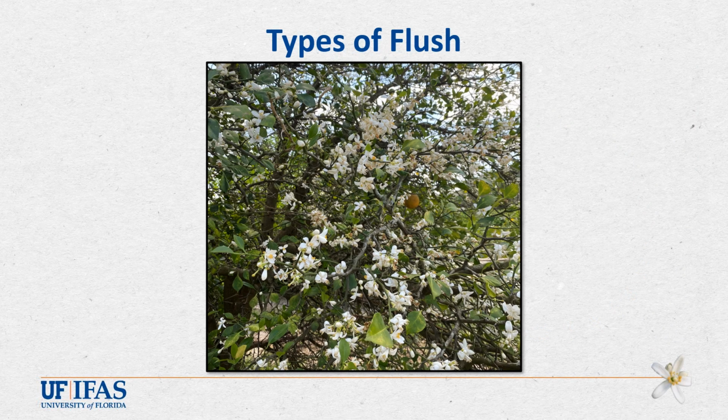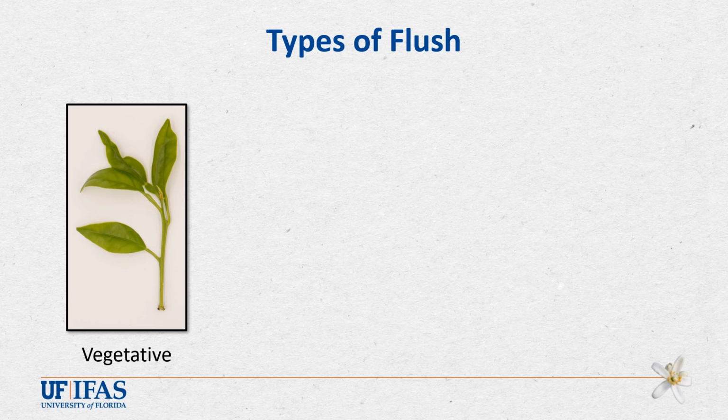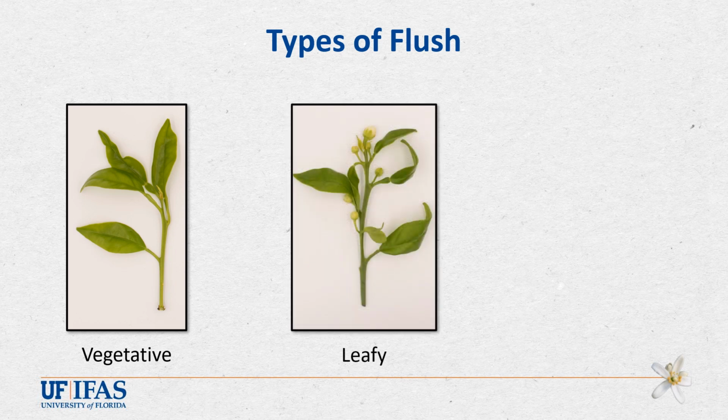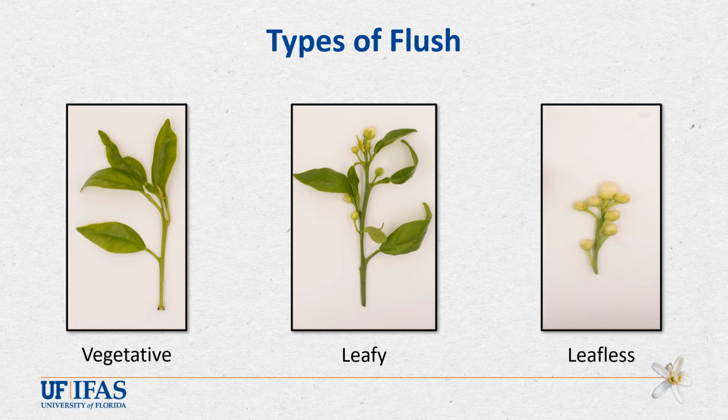In sweet orange, the spring flush is highlighted by intensive flowering and vegetative flush. During this period, several different types of flush will emerge. Some will be purely vegetative and contain only leaves. Some will be leafy inflorescences that contain one or more floral buds and leaves. And finally, some will be leafless inflorescences and contain only floral buds. Keep these different types of flush in mind, as they will come up several times throughout this video as well as in other videos. Now let's take a step back and see how these different types of flush are formed.